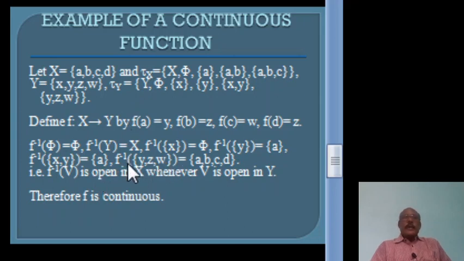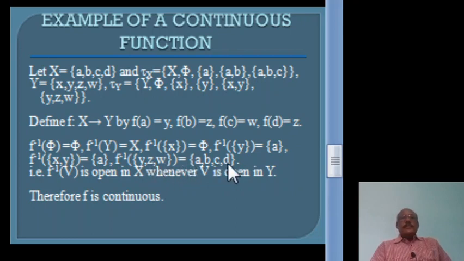So let us find f inverse of {y, z, w}. {y, z, w} is the set of all elements in X whose image is either y or z or w. This a goes to y, so you can consider a, and this b goes to z. z is a point here, so you can consider b. Then c goes to w, so you can consider c. And d goes to z. This is z, so you can consider d also. Therefore, f inverse of {y, z, w} is {a, b, c, d}.